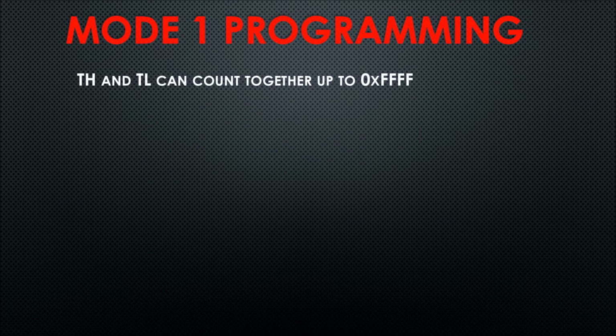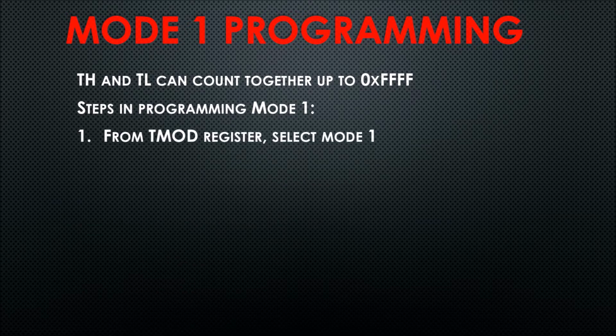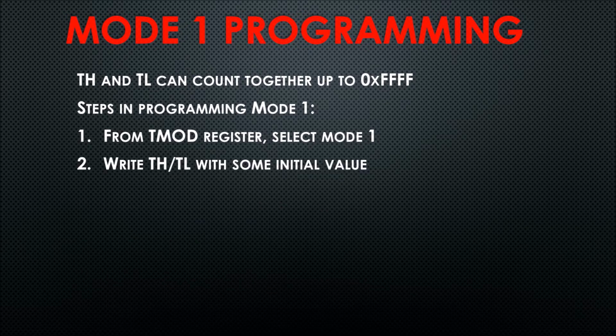In mode 1, 2 8-bit registers of timers are cascaded and all 16 bits are used for counting. Let's have a look on sequence of operations performed for handling timers in mode 1. From TMOD register, select mode 1. Write TH and TL registers with some initial values. I'll explain later how we can calculate these values easily.